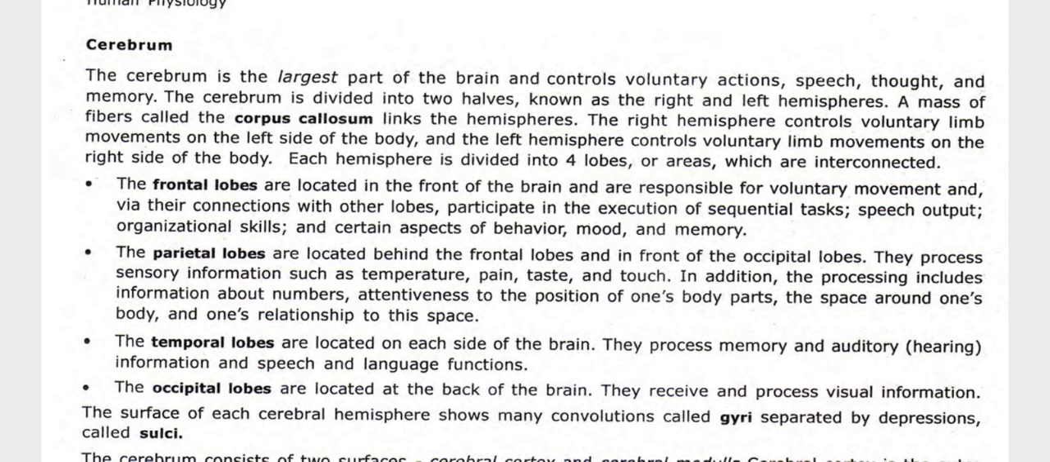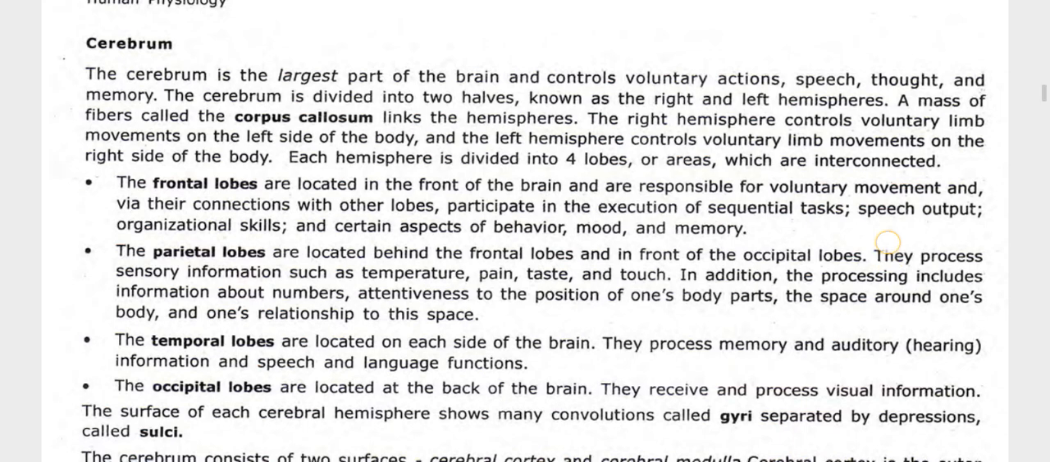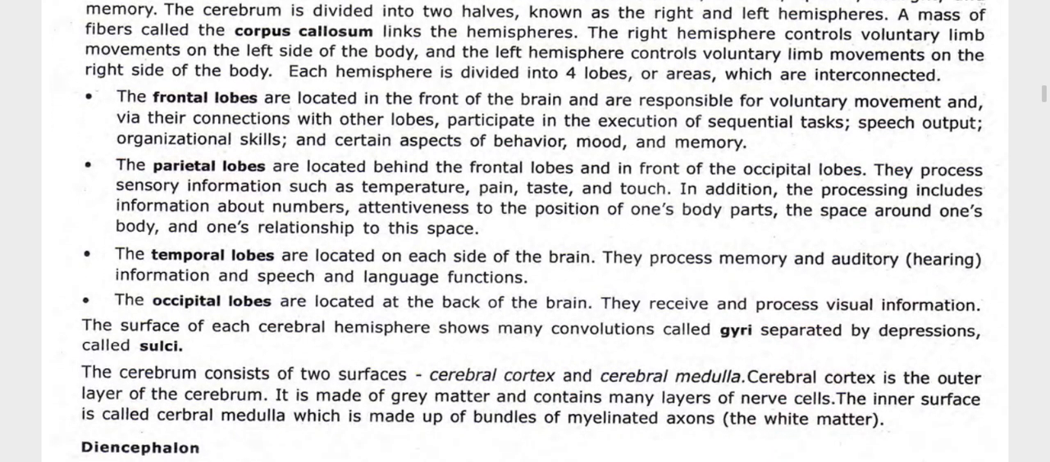The temporal lobes are located on each side of the brain. They process memory and auditory hearing information and speech and language functions. The occipital lobes are located at the back of the brain. They receive and process visual information.